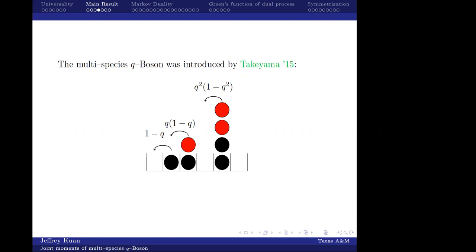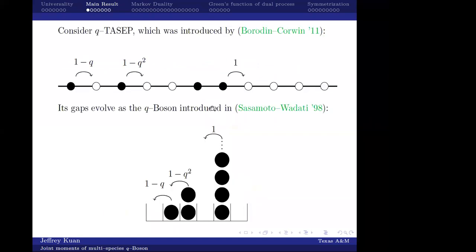Where do the step initial conditions come from? Yeah, so if you consider Q ASEP, where all the particles are to the left of the origin, then that corresponds to all the gaps being 0, except for one gap being infinite.